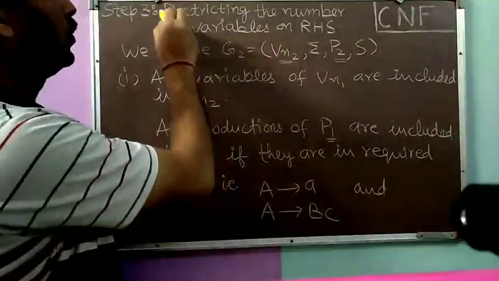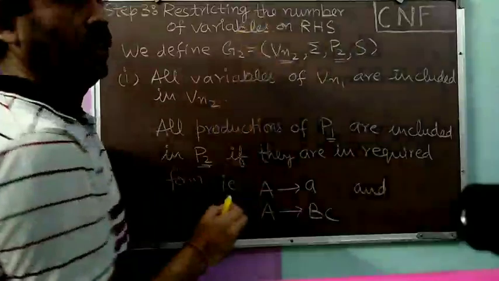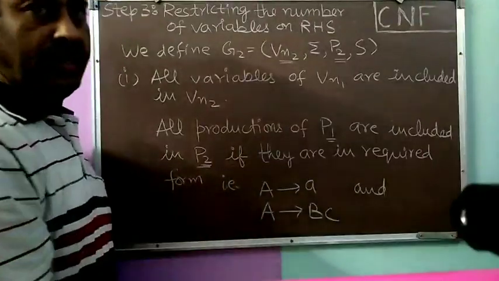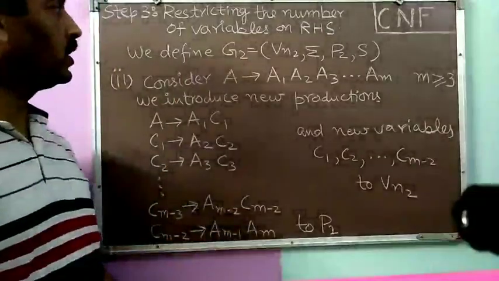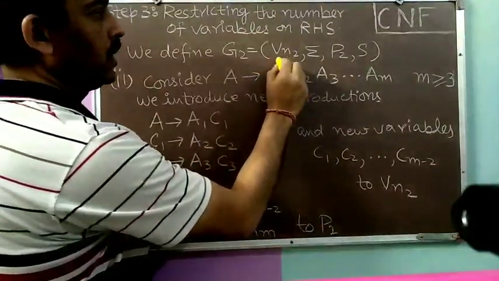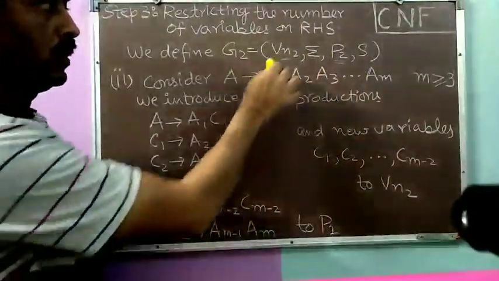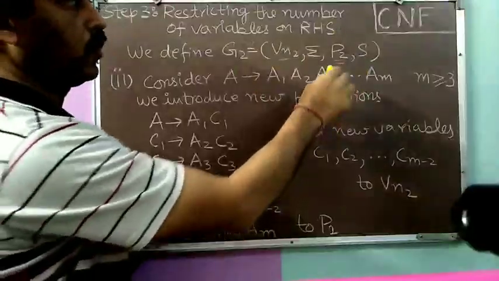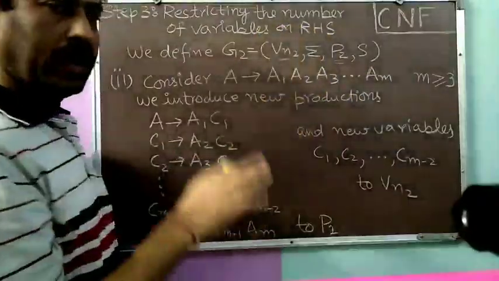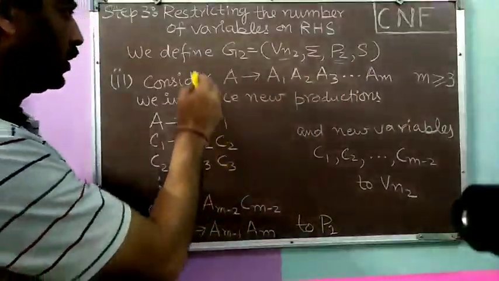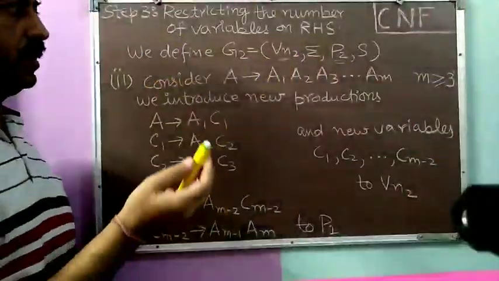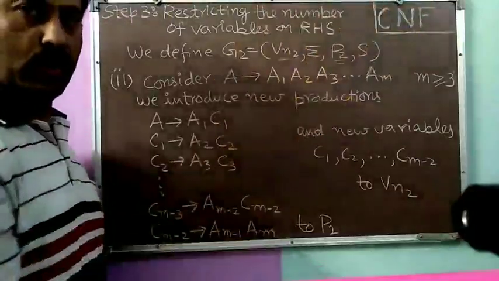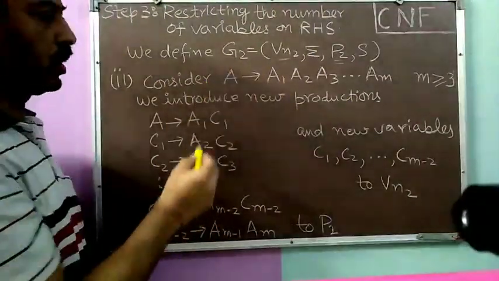So now we have to restrict the number of variables on the right hand side to 2. Up till now in step 3, we have initialized Vn2 and P2 by including all the variables of Vn1 into Vn2, and all the productions of P1 which were in the required format into P2. The only remaining productions of P1 are those of the format variable to a set of variables where the length on the right hand side is 3 or more. So consider all such productions.